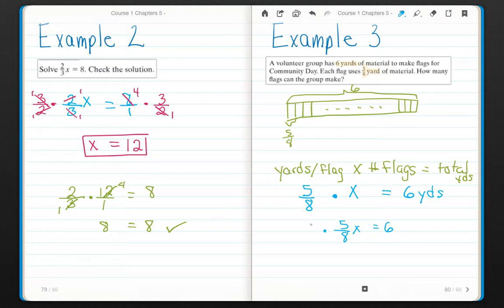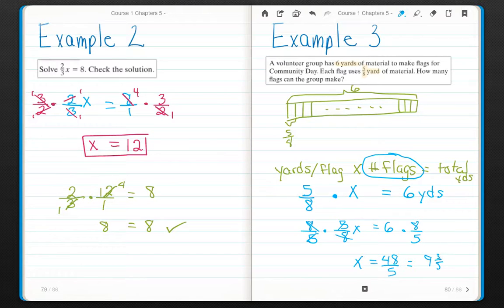I'm going to multiply by the reciprocal. Oh yeah, 8/5, so that these cross cancel. Multiply by 8/5 over here. x equals 48 divided by 5, which equals 9 3/5. Well, I know that what I'm looking for is the number of flags.